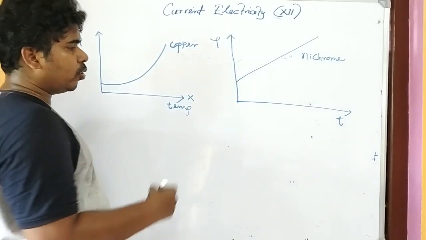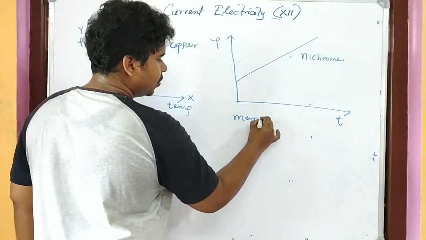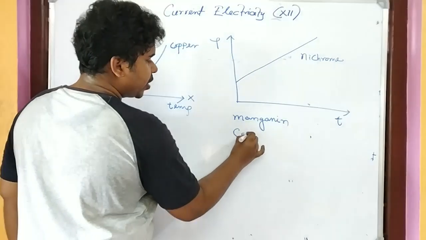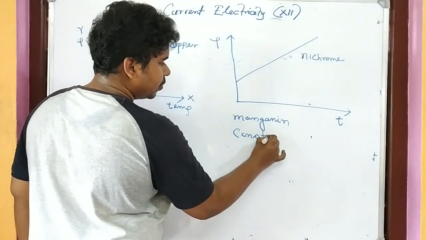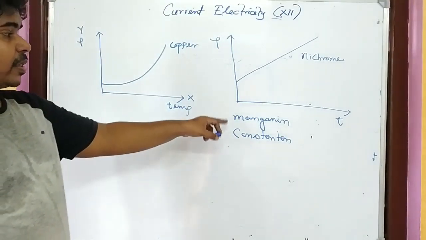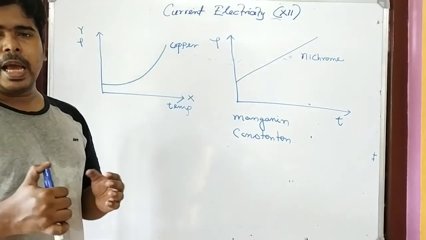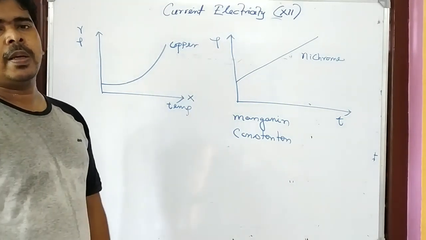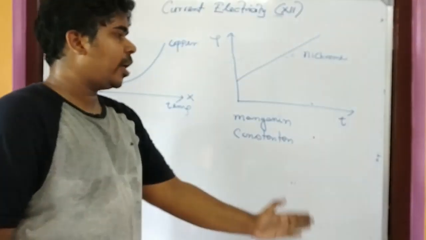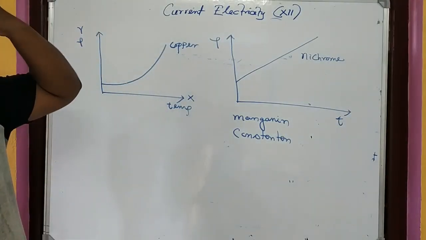Not only nichrome, if you take manganese, if you take constantan, all these are alloys. So these alloys are very often used to make resistances in a conductor, because they show linear progression with the temperature. Okay, but in copper we have not seen that.